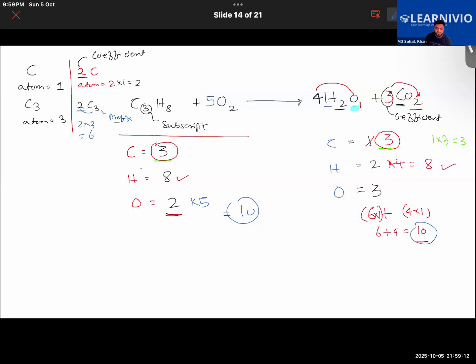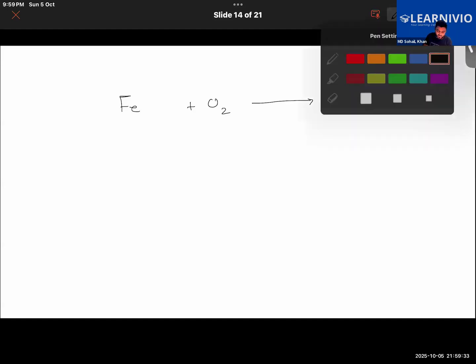Let's take another example. Suppose we have iron, Fe is for iron, and we have oxygen here. That gives us Fe3O4, which is iron oxide. So what do we do to balance it? The very first thing we are going to do is count the number of atoms here.